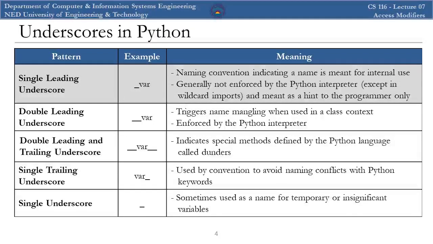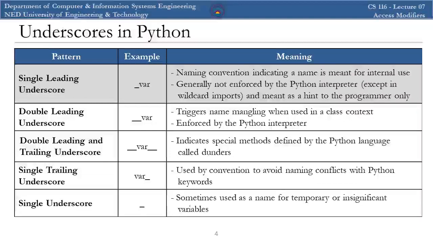Now the first case is of the single leading underscore. If you are placing a single underscore before a variable name, an attribute name, or a method's name, then what does it mean? That attribute or method is meant for internal use only. Python does not enforce this through the interpreter. By that I mean that if you try to access such an attribute or a method from outside the class, then Python does not generate any error. But this notation is just there to hint to the programmer that this is reserved for internal use, so kindly do not use it in your main program.